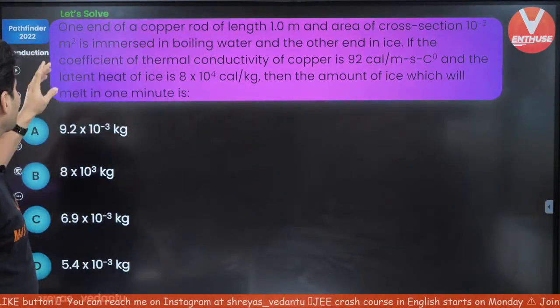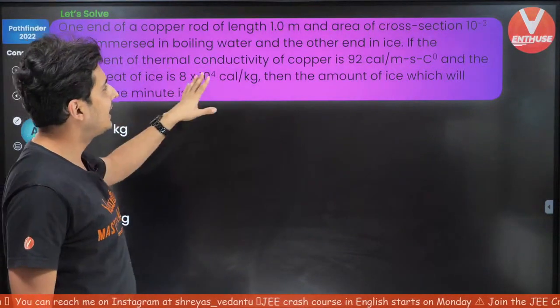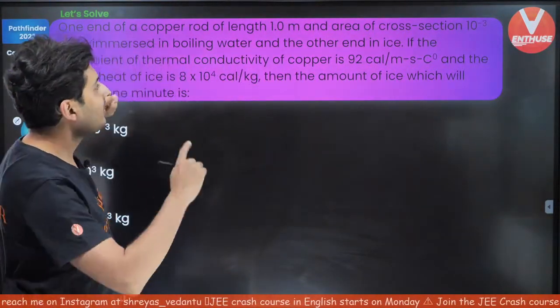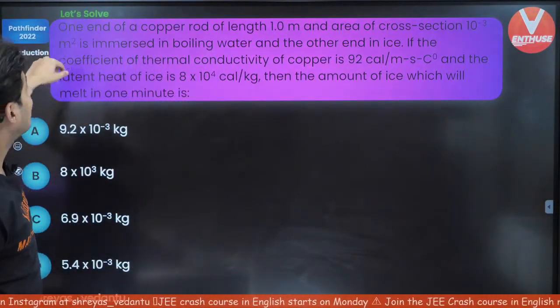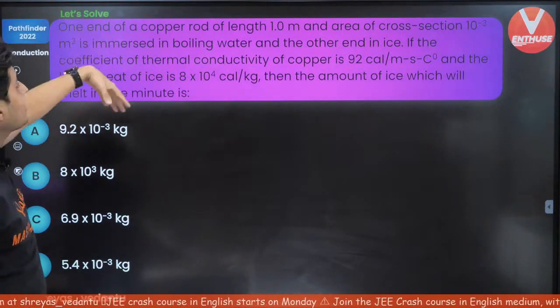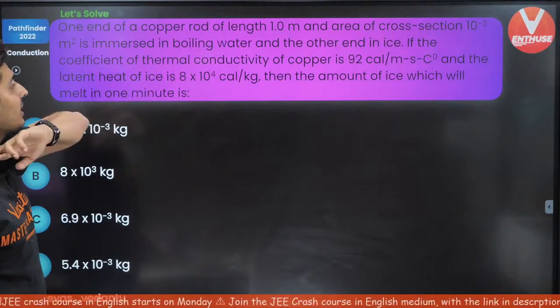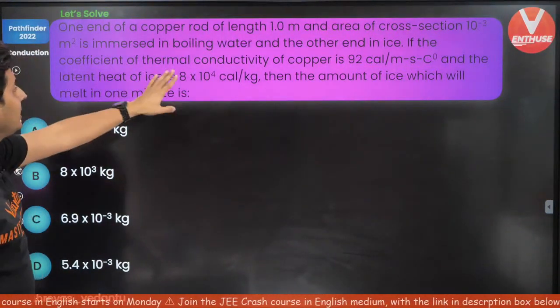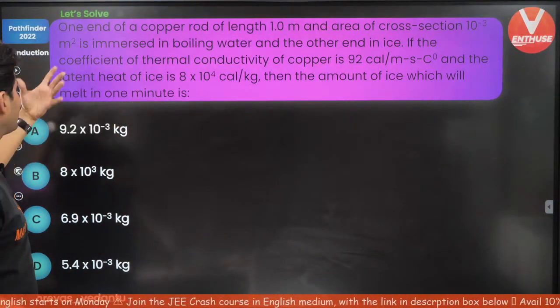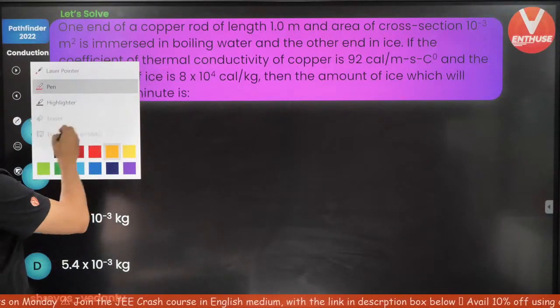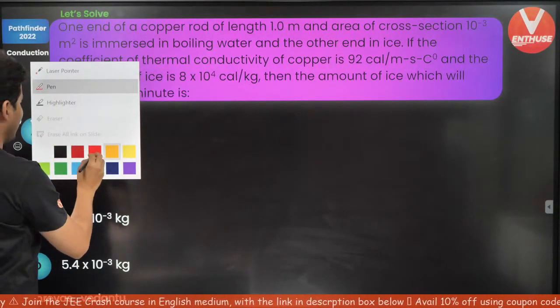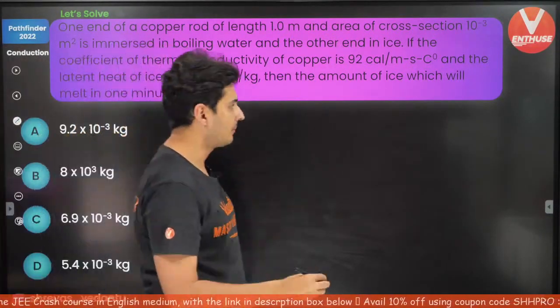Let's see this. One end of a copper rod of length 1 meter, area 10 to the power minus 3 meter square, is immersed in boiling water and the other end is in ice. Coefficient of thermal conductivity is given. Latent heat of ice is given. The amount of ice which will melt in 1 minute is. Let's draw the diagram. Without the diagram, we can't do anything.